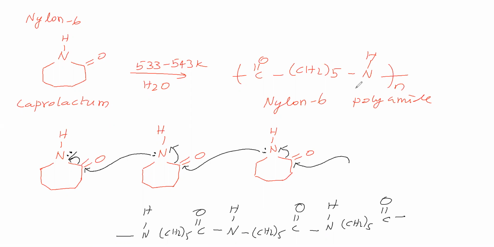Therefore it is called a polyamide, because amide is the functional group. It is nylon 6 because caprolactam has 6 carbons. What is it used for? It is used for manufacture of tire cords, fabrics, and ropes.